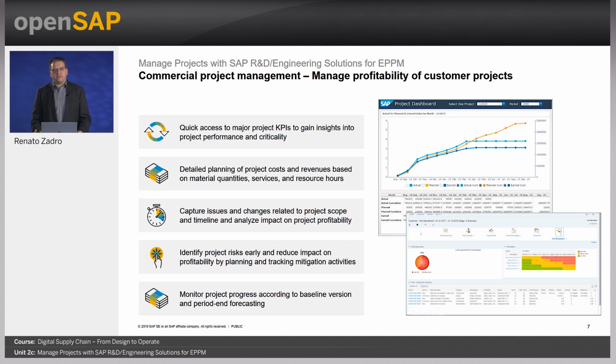The third capability is risk and opportunity management. It allows you to capture and assess the financial impact of project risk, initiate and plan activities to mitigate this individual risk in a project, and therefore safeguard the project execution during all stages.